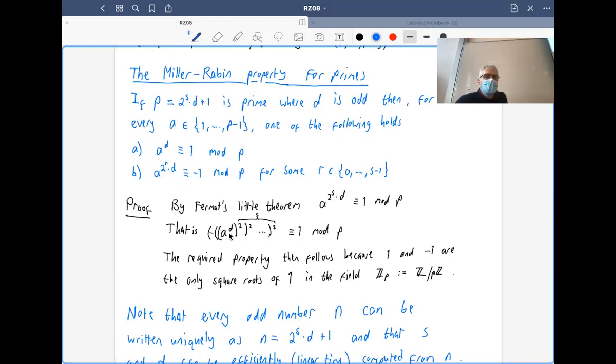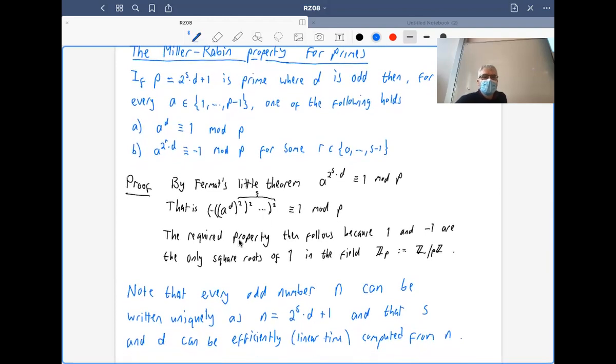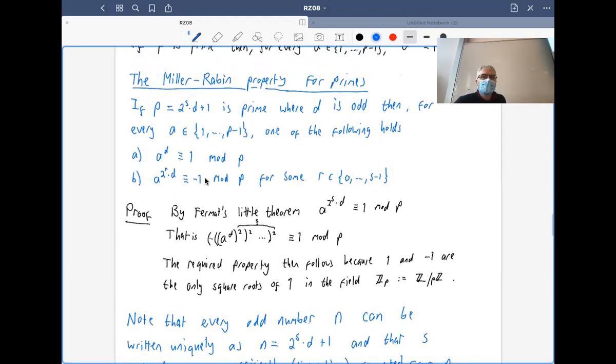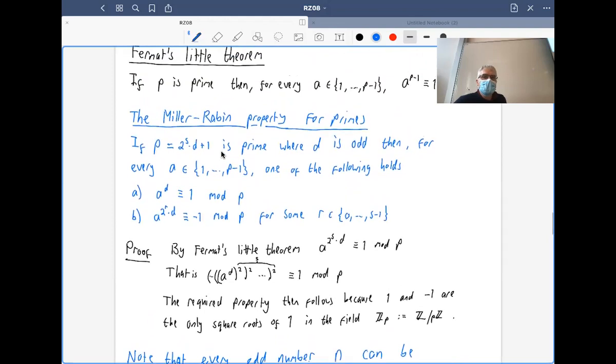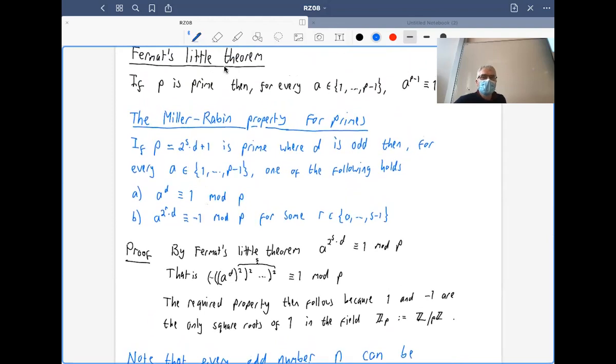So when we get right down to the bottom, a to the power of d is either 1, or somewhere along the line we went to a minus 1. That's the proof that one of these will hold. Either we're 1 all the way down, in which case a to the power of d is 1, or somewhere along the way, if we go away from 1, we must go to the other square root of 1, which is minus 1. So one of these r's will have a to the 2 to the power of r times d congruent to minus 1. That's a slightly more subtle property that holds for prime numbers than Fermat's little theorem.